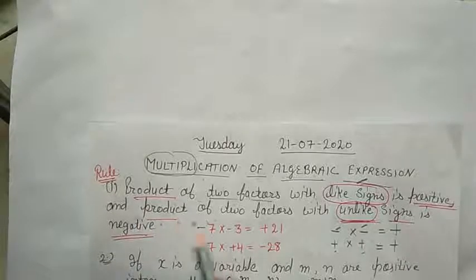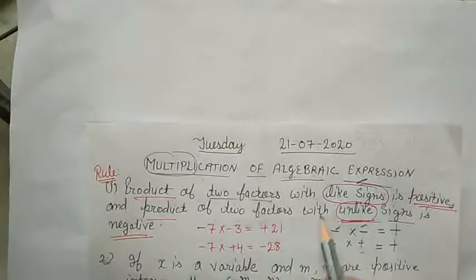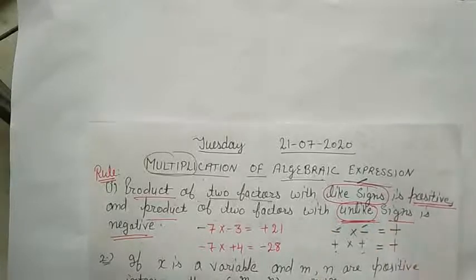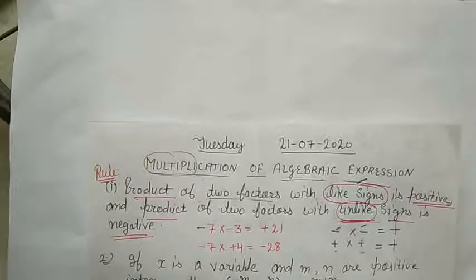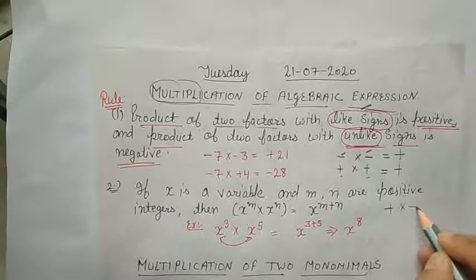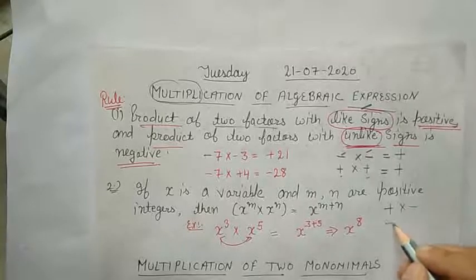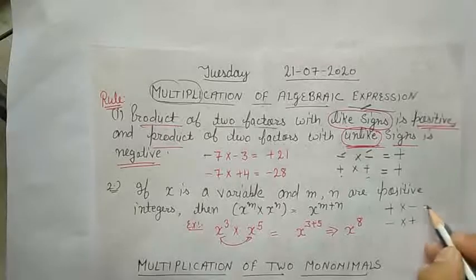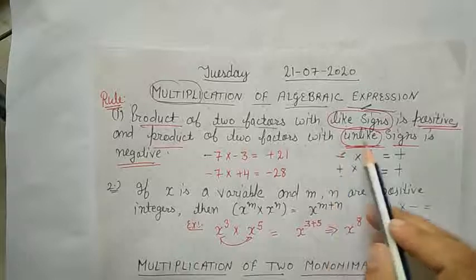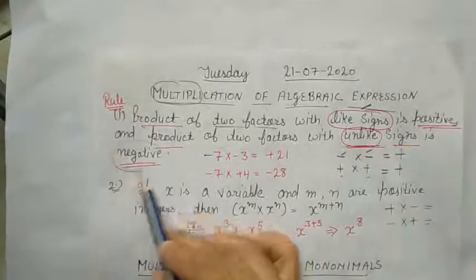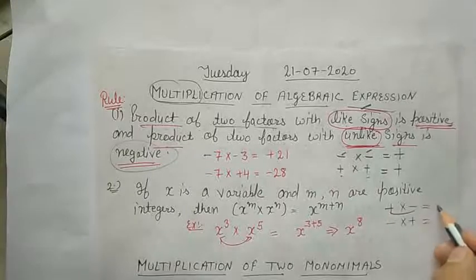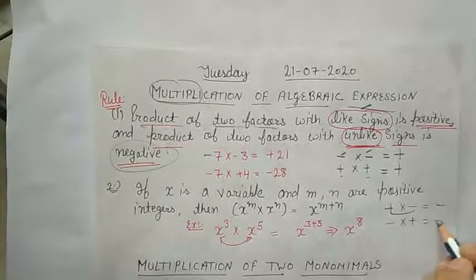And product of two factors with unlike sign. Unlike sign means one sign can be positive or one sign can be negative. So, product of two factors with unlike sign is always negative. These two signs are unlike, so the result will always be negative.